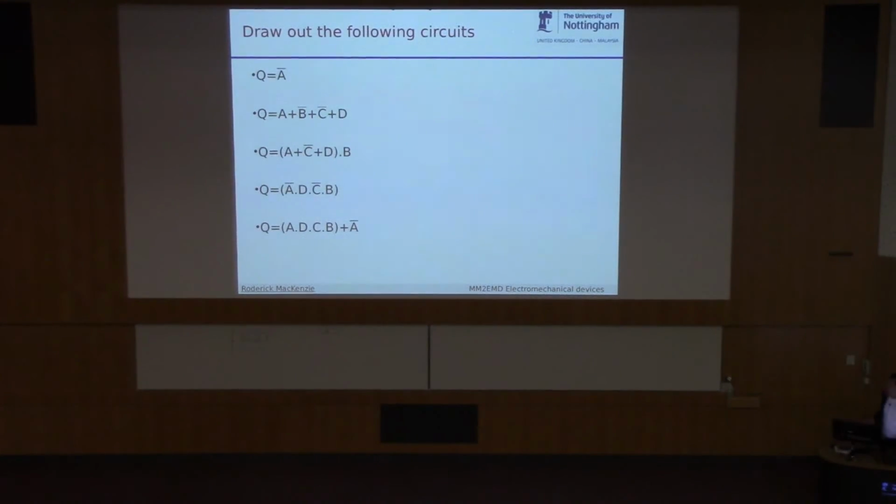Okay, so I'll draw out the answers to a couple. So the first one's really easy. A bar is just a NOT gate. Let's do the next one. The second last one is just an AND gate. So there's a big AND gate with 4 inputs, a NOT on 2 of them. There you go. Okay? So that's it. It's not hard.